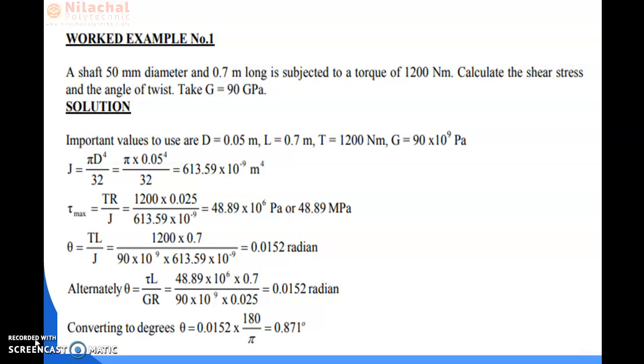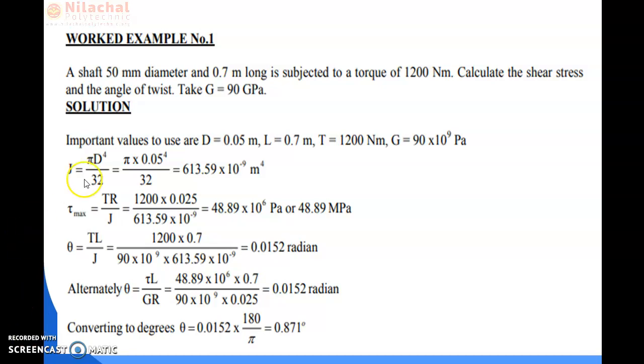In the last class, we derived the equation of torsion, that is T by J is equal to tau by R is equal to G theta by L. And today we will solve some numericals based on torsion equation.